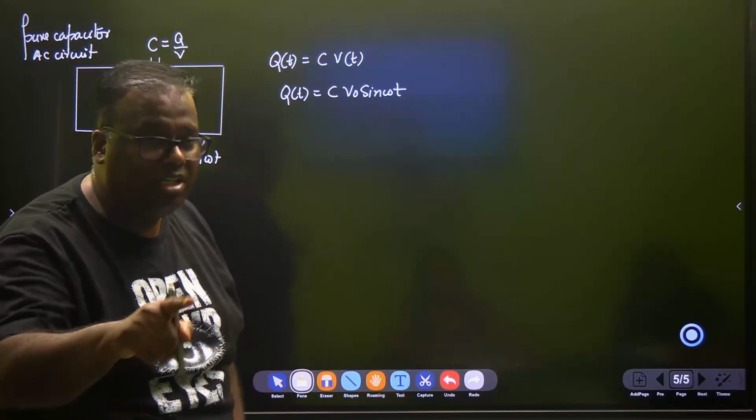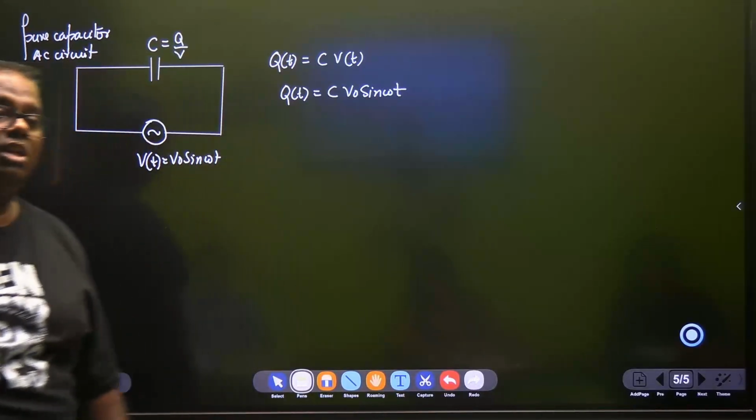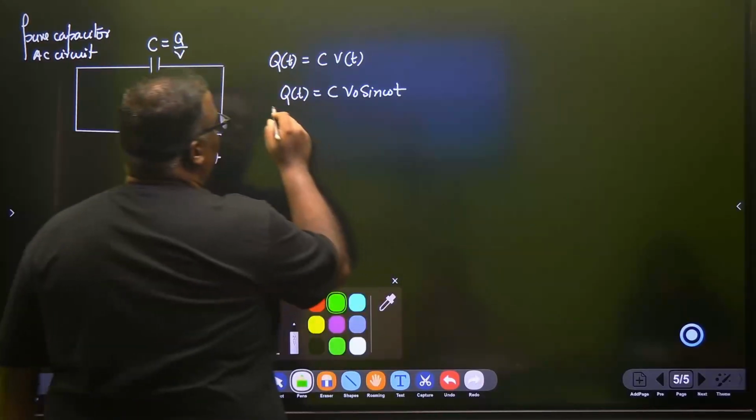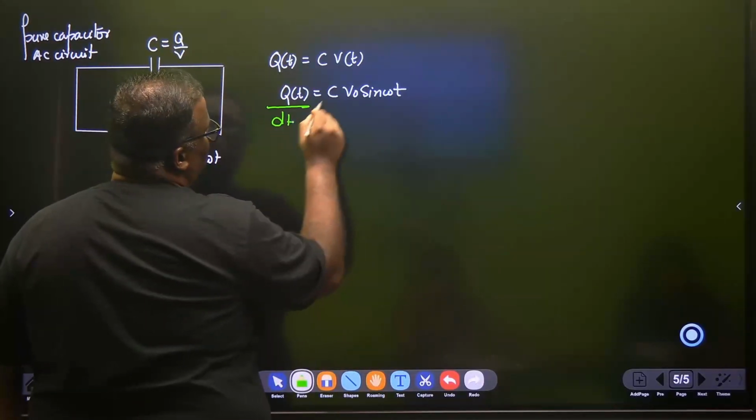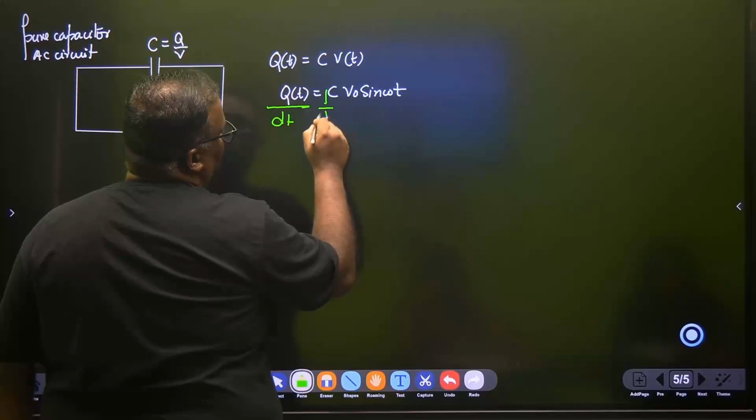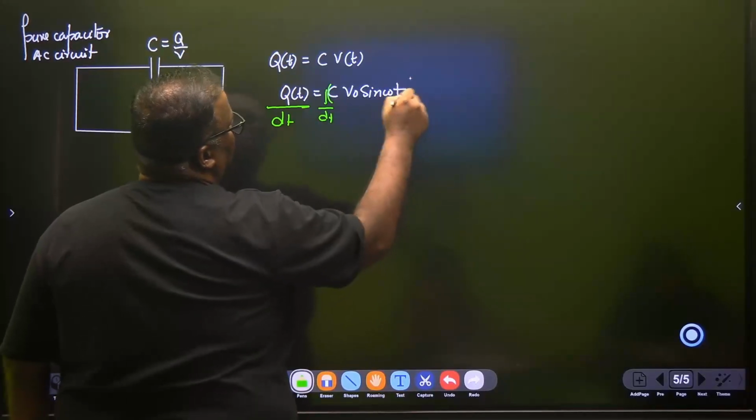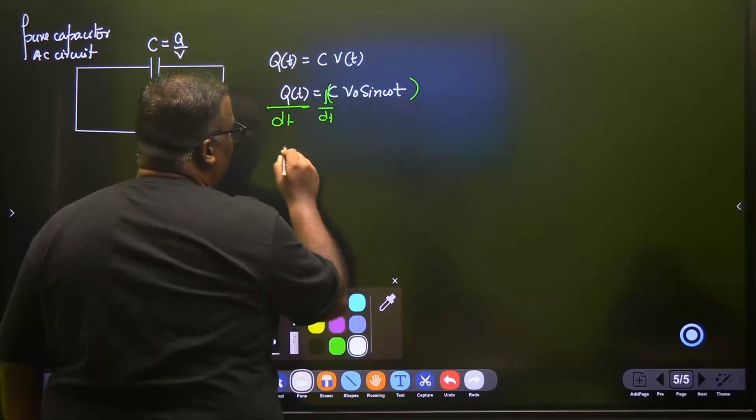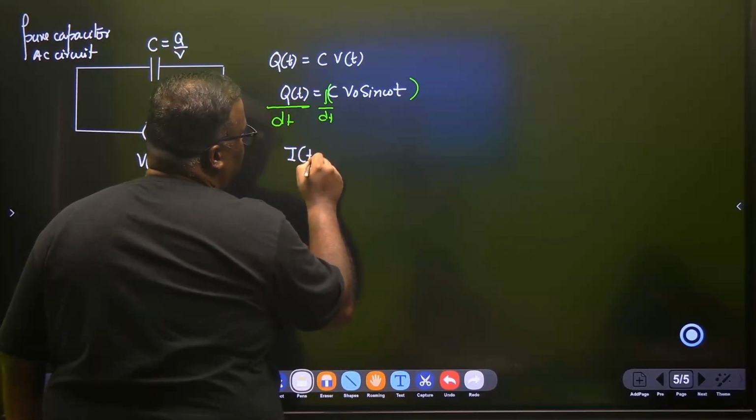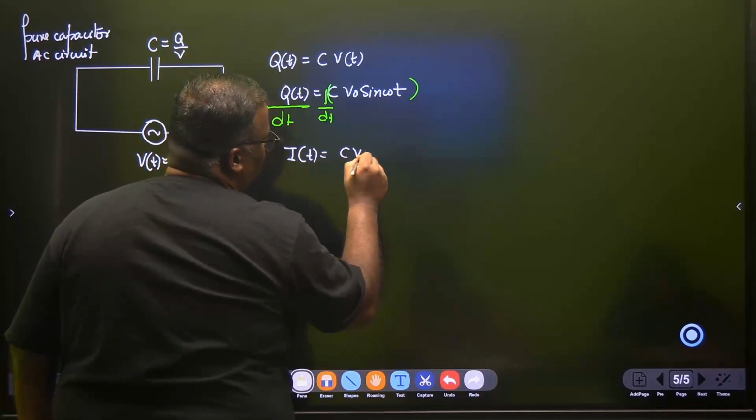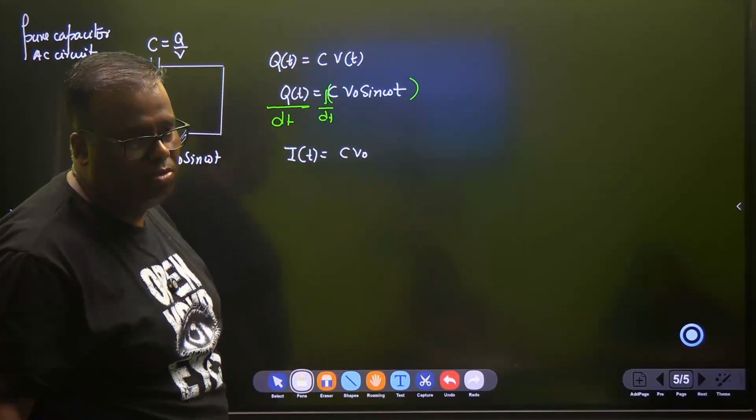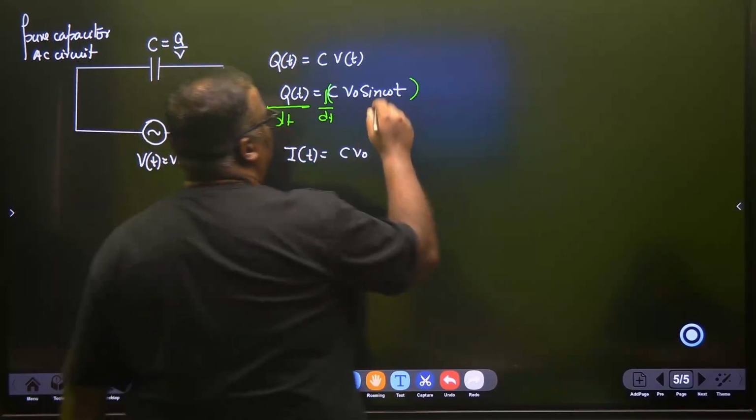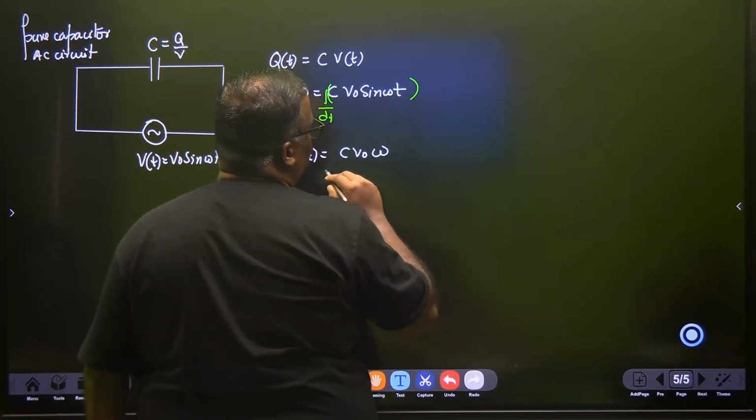I want to find current. Current is what? Rate of flow of charge. So we differentiate both sides with respect to t. Possible, no? So if you do dq by dt, what do you get? You get the instantaneous current I at t. This will be given by C V naught, which is known to me, and omega will come out, right?